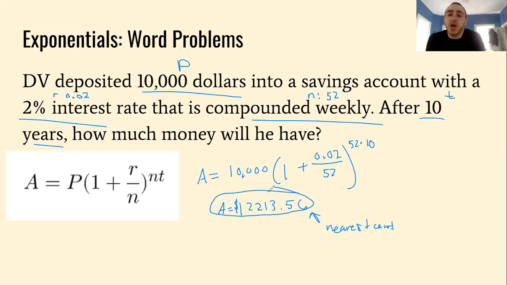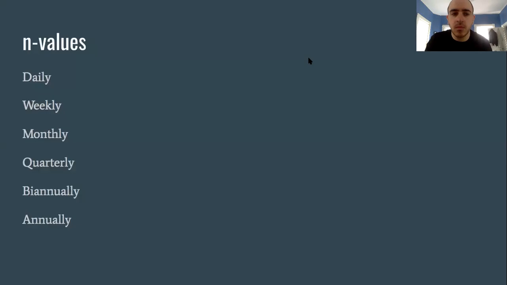The next thing we're going to work on is rationals. Pause if you need to, and then we're going to move on. I'm going to go back to the whiteboard for rationals. But before we move on, if you need help remembering the N values: if you see the word daily, there are 365 days in the year, so your N value is 365. Weekly, there are 52 weeks in the year. Monthly, there are 12 months in the year. Quarterly would be 4 times a year. Biannually would be 2 times a year. And annually would just be 1. So moving on.